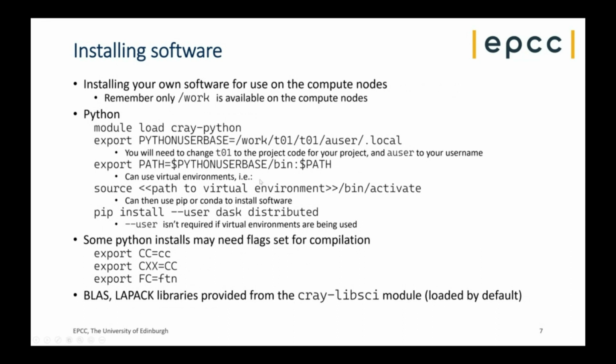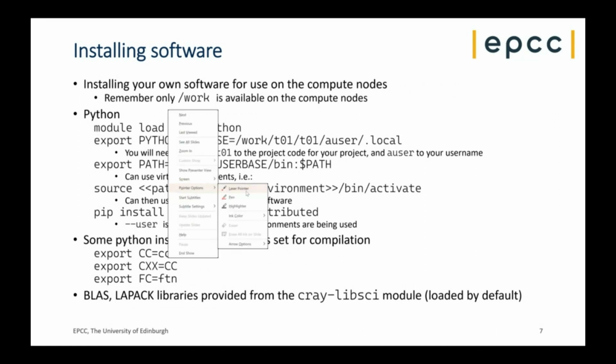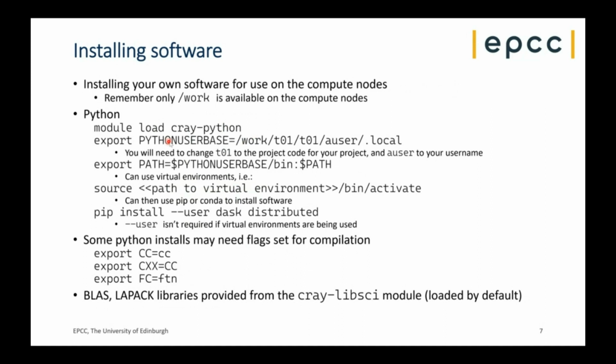So, for example, if I wanted to do this for Python, I could load the Cray Python module, and then I can use this special command, export PYTHONUSERBASE, and then specify somewhere on my work directory. And if I do this, any Python installs that I do will then actually go into my work directory rather than my home directory. And then I can use them as default just by exporting this PYTHONUSERBASE environment variable.